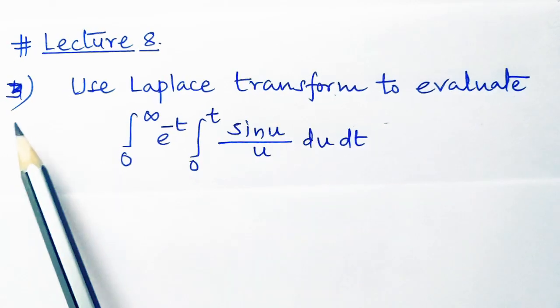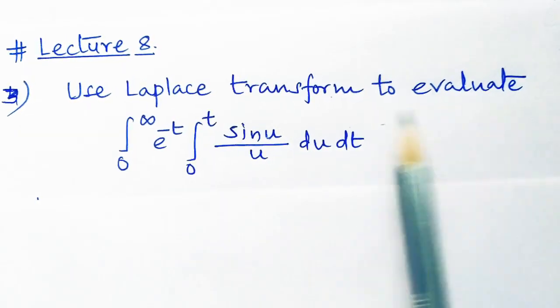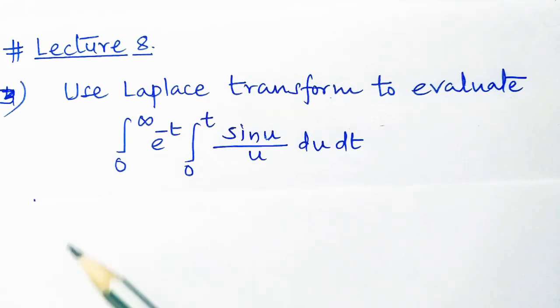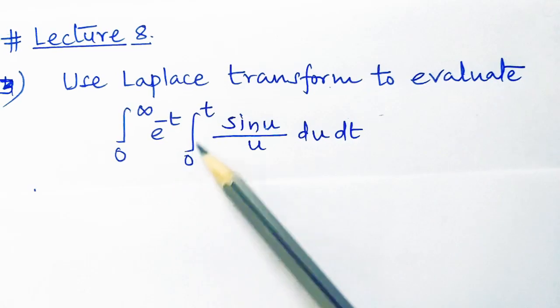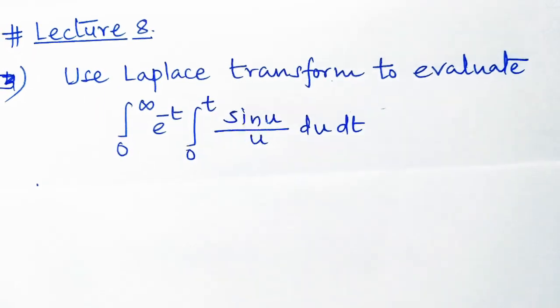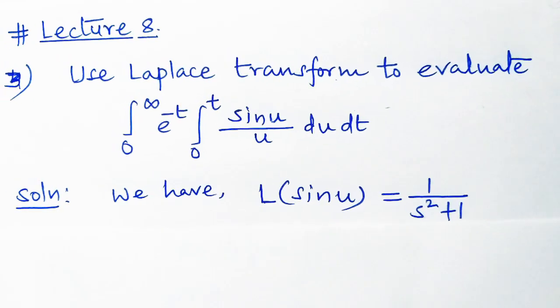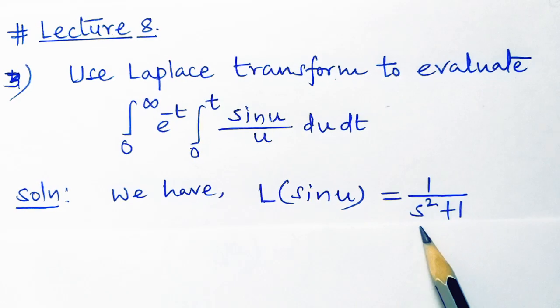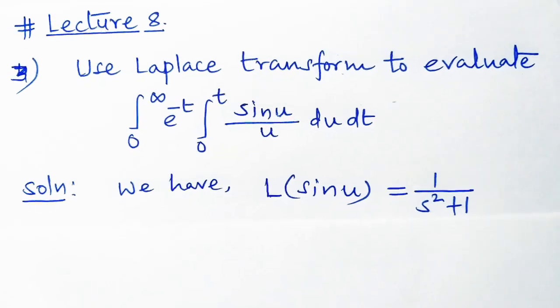Now in problem number 3, we use the Laplace transform to evaluate this given function, which is integration from 0 to infinity e to the power of minus t, integration 0 to t sine of u divided by u du dt. So let's begin with sine of u. We have Laplace of sine of u as 1 divided by s square plus 1. Then after sine of u, we take sine of u divided by u.